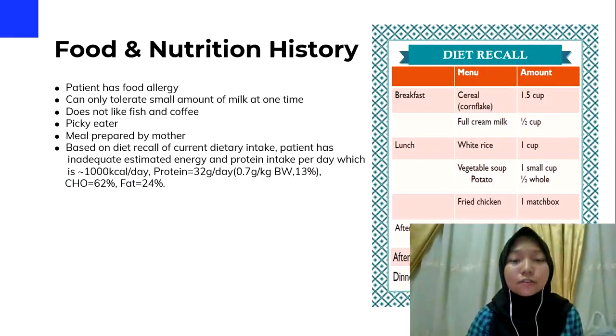And then for the food and nutrition history, the patient reported having a food allergy, and the patient can only tolerate a small amount of milk at one time, and does not like fish and coffee. The patient is a picky eater, and the meal is prepared by her mother. Based on the diet recall, the patient's current energy intake is inadequate, which is only 1000 kcal per day, with protein intake of 32 gram per day, which is only 0.7 gram per kg body weight, and carbohydrate 62% and fat 24%.